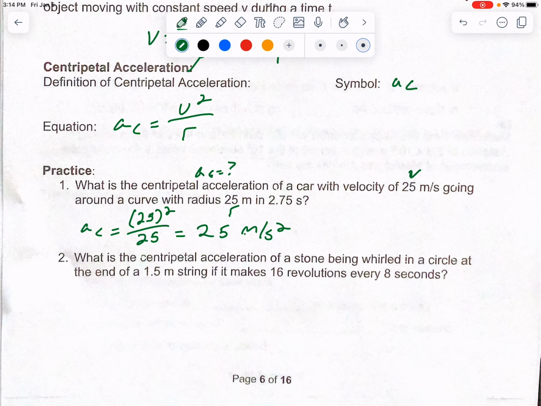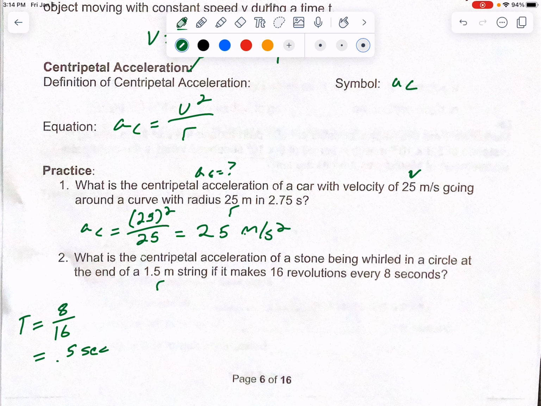Number 2, what is the centripetal acceleration of a stone being rolled around in a circle at the end of a 1.5 meter string? So we're looking for a_c. We have our radius, and I gave you 16 revolutions every 8 seconds. So this is not big T. That's your total time. That's not the time it takes for one revolution, but we can find it, because we know our period is the number of seconds, which is 8, divided by the number of revolutions, which is 16. So divide that and you get 0.5 seconds. That means it takes 0.5 seconds for one rotation.